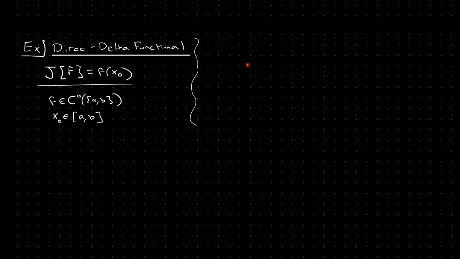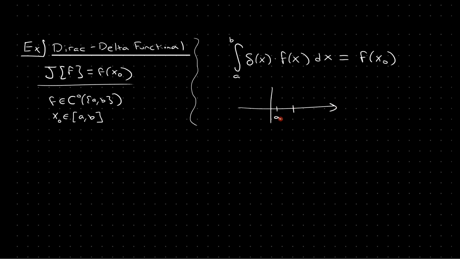So the physicists wanted something that would give them something along the following lines: the integral of this delta function times a function f of x on some interval from a to b. They wanted the integral of this delta times f of x to output the value of the function f of x naught for some point on the line from a to b. Where delta of x represents a point mass. So it's zero everywhere except for at the point. This is in a to b right here. This is the point x naught. They want it to be zero everywhere except for at x naught.